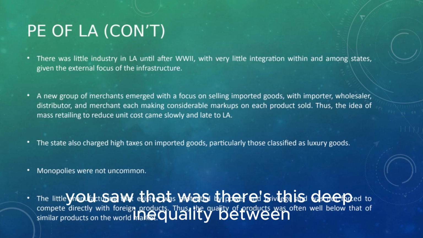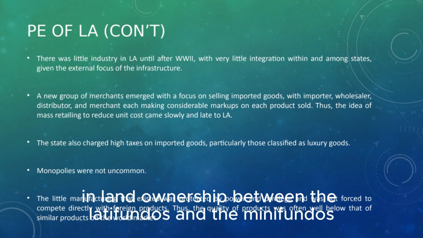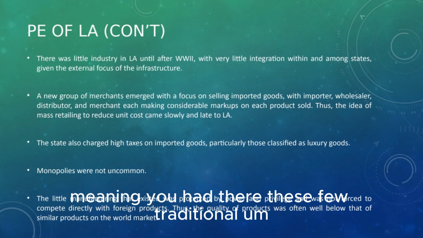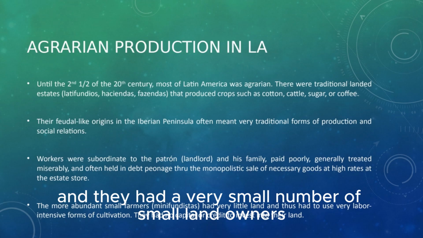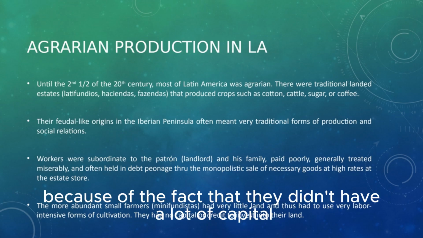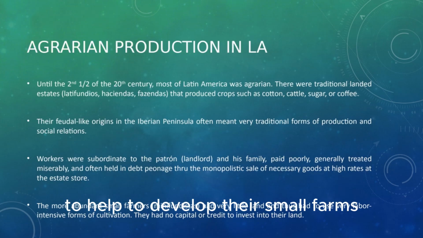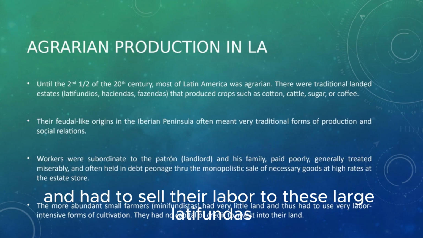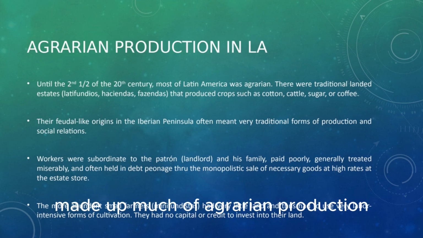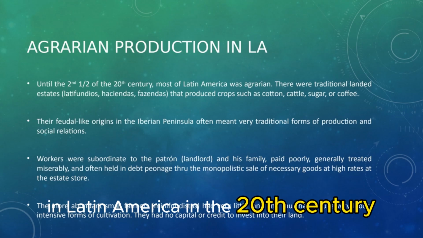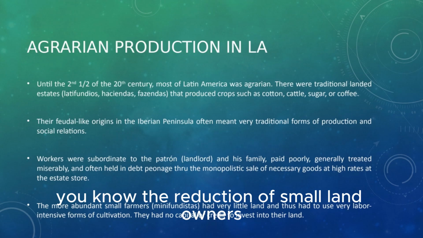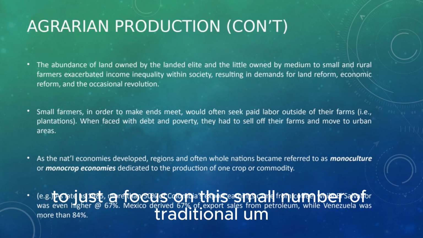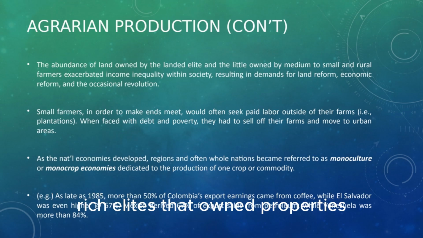You saw this deep inequality in land ownership between the latifundios and the minifundios, meaning you had a few traditional elites that owned large lands, and then a very small number of small landowners, who at many times didn't have a lot of capital to help develop their small farms. They ended up in a lot of debt and had to sell their labor to the large latifundios and haciendas that made up much of agrarian production in Latin America in the 20th century. So they couldn't compete with these large landowners. It led to the reduction of small landowners, and a focus on a small number of traditional rich elites that owned properties.